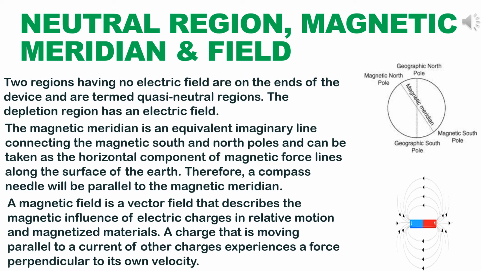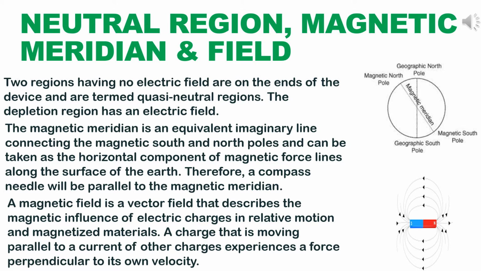Now, magnetic meridian. The magnetic meridian is an equivalent imaginary line connecting the magnetic south and north poles and can be taken as the horizontal component of magnetic force lines along the surface of the earth. Therefore, a compass needle will be parallel to the magnetic meridian. So, at any place, the imaginary vertical plane passing through the magnetic axis of a freely suspended magnet is called the magnetic meridian of that place.